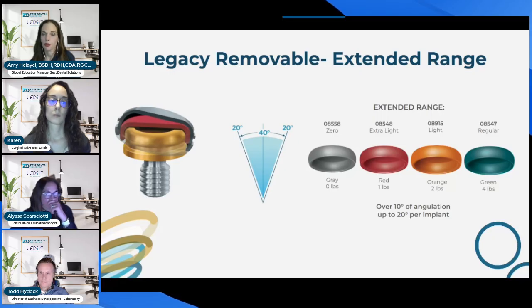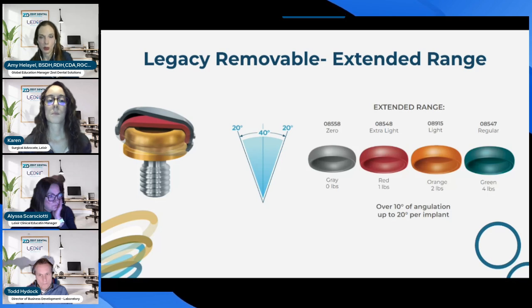Again, we also have 3 different retentive values: low, medium, and high, or basically 1.5 to 2, and instead of 3, it's 4 for extended range, because you don't have that extra retentive value of the internal button. So it's increasing the retentive value on the external portion of the abutment. That's why they're a little bit higher for your extended range.